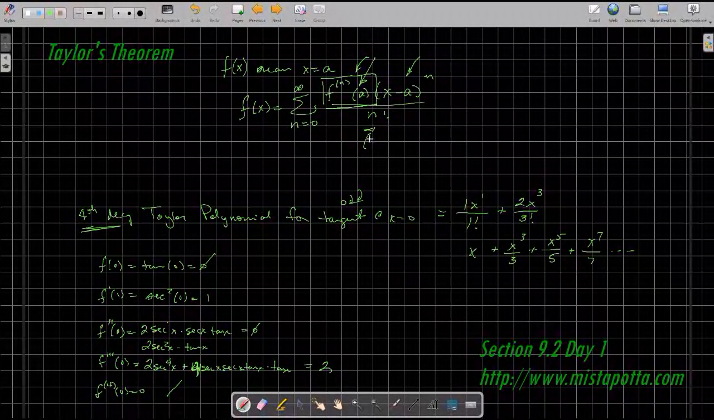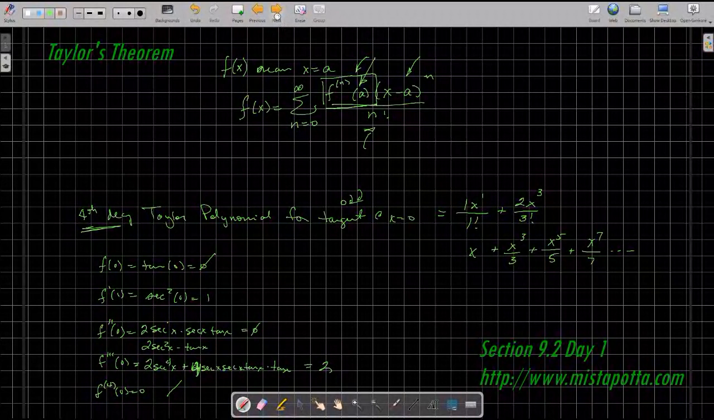And we have this notion of factorial, the idea of taking a number and multiplying it times its predecessor all the way down to 1. Now this was Taylor's theorem, and Taylor's theorem is helpful because it allows us to do any particular a value. So I can do any translation to the left or to the right.